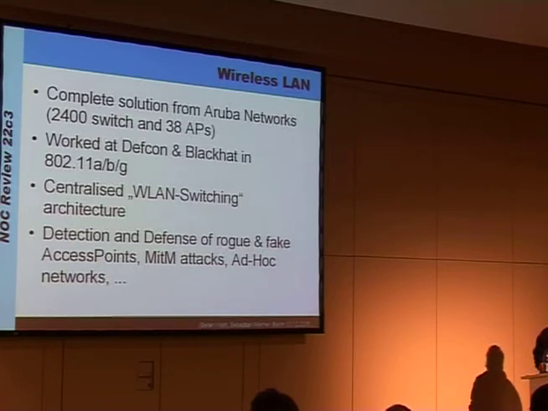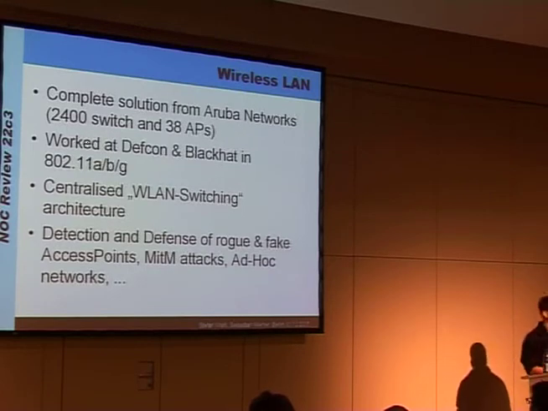Okay, let's get to the technical details. This year we got a complete solution from Aruba Networks. This is a kind of centralized VLAN switching architecture with an intelligent controller for the access points. This equipment actually worked at the hacker conferences in the United States, namely DEF CON and Black Hat, for the ABG. And here it worked also. The idea of this centralized wireless LAN switching is that it does active defense and detection of rogue and fake access points. It detects man-in-the-middle attacks and fights ad hoc networks.